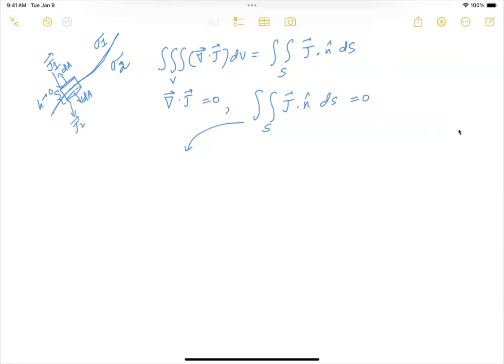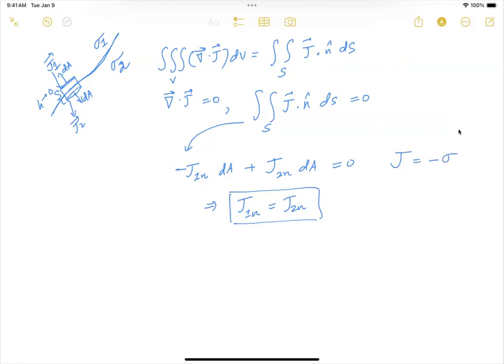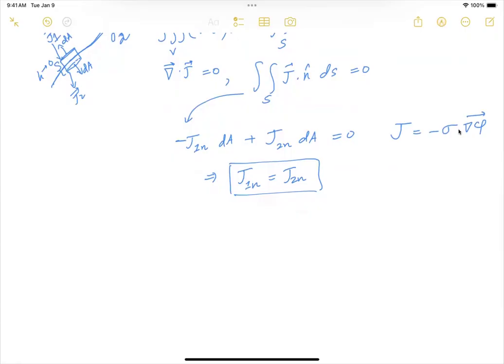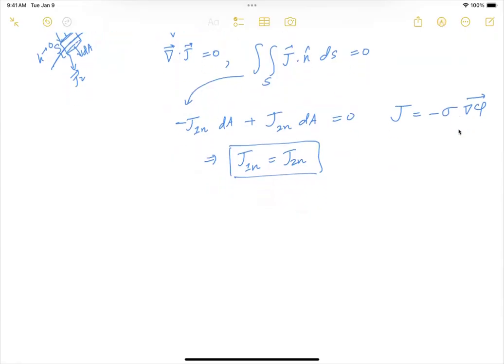Then this basically says that the normal component of J1 times dA with a minus sign plus the normal component of the current density in material 2 times dA should be 0, which implies that the normal components of the current density have to be continuous across this interface. Since we know that the current density is just minus sigma times the gradient of the potential, because it's sigma times the electric field, and the electric field is the negative gradient of the potential.